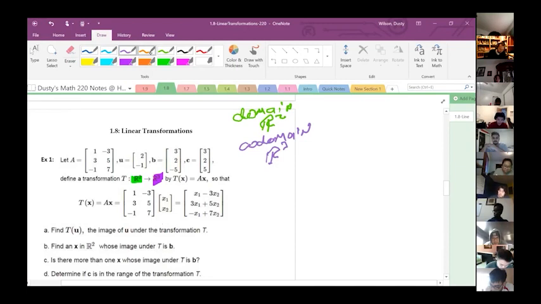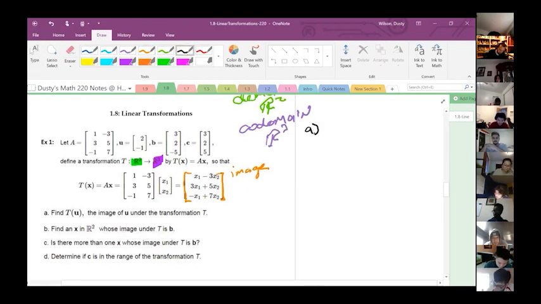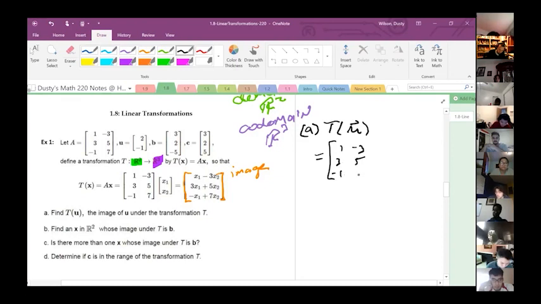Here's your formula for the image. So in part A, we want to find the image of U. So find T of U. This would be A, which is 1, -3, 3, 5, -1, 7, times u, which is 2, -1.